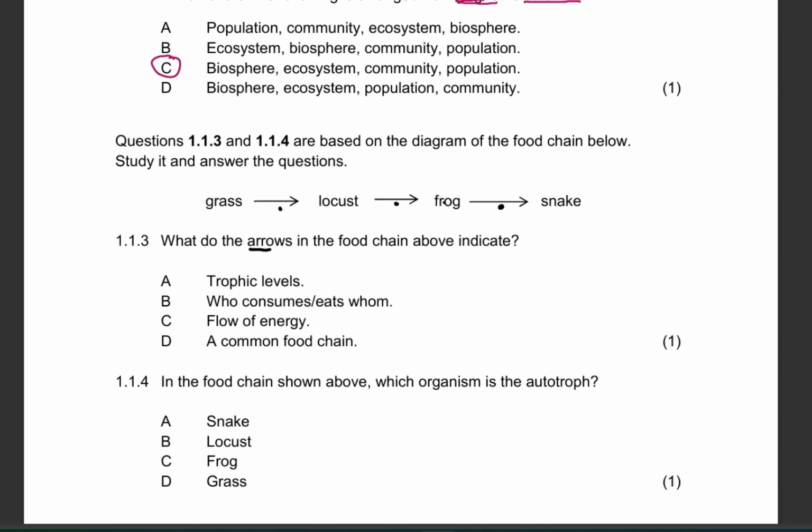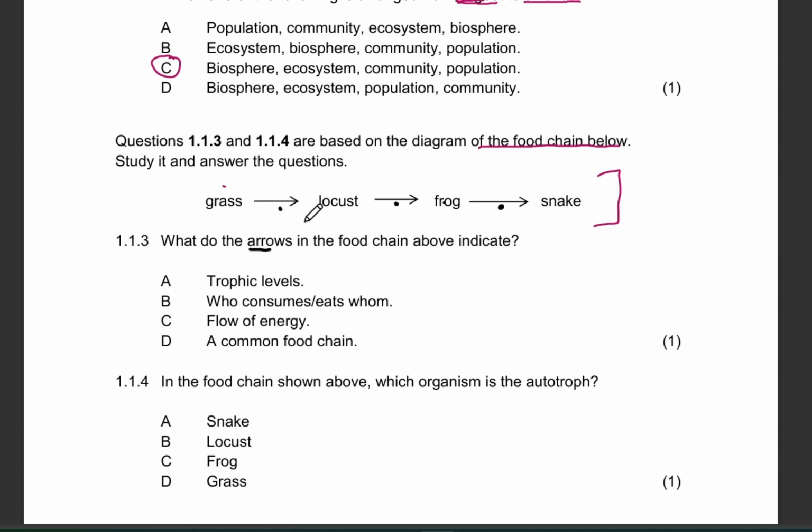Question 113 and 114 are based on the diagram of the food chain below. So you are given a food chain, guys, here. So you have to study the food chain and answer the questions. In the food chain, we are having our first organism, that's the grass. Then we're having an arrow, we have a locust, arrow, frog, arrow, and the snake.